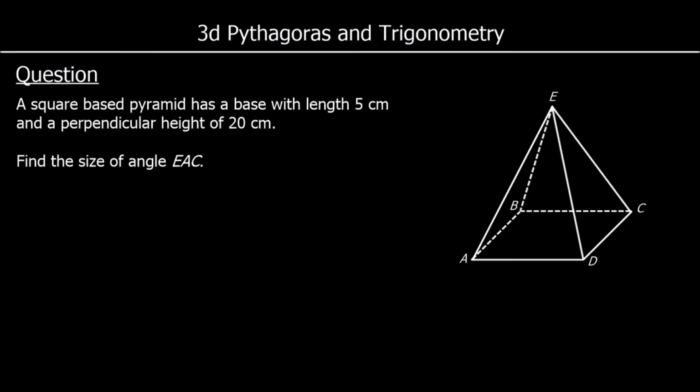So one question to finish up. We've got a square base pyramid with a base. The base length is 5 centimeters, and a perpendicular height of 20 centimeters. So find the size of angle EAC from E to A to C.